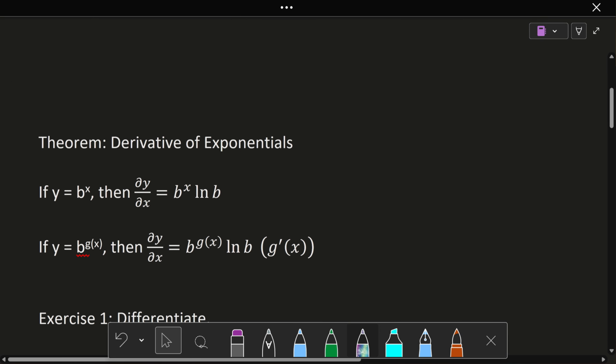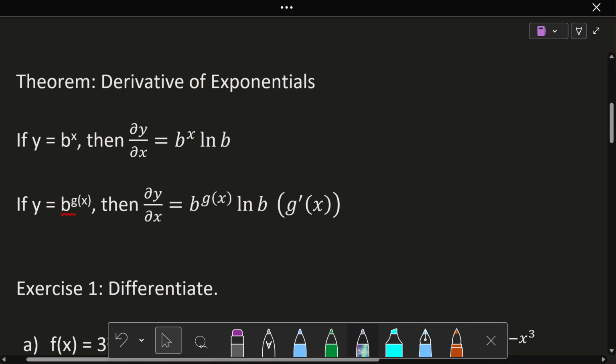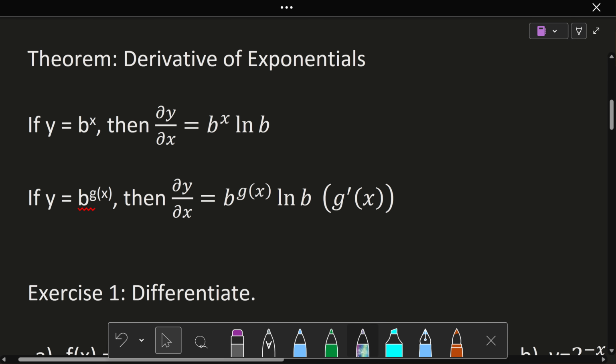Okay, so here are my new theorems. For an exponential, if I have some generic y equals b to the power of x, then the derivative is b to the x, so keeping my function, and then timesing it by the ln of b. Or the bigger one, b to the g of x, so my exponent just isn't x. Then my derivative is, write down my general equation, b to the g of x, then it's going to be ln b times the derivative of whatever my exponent is.